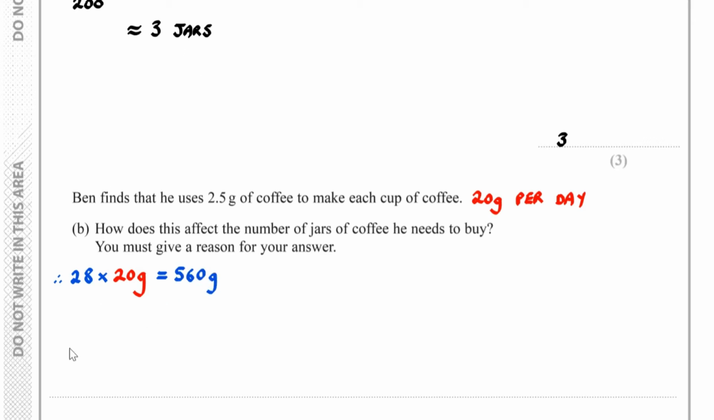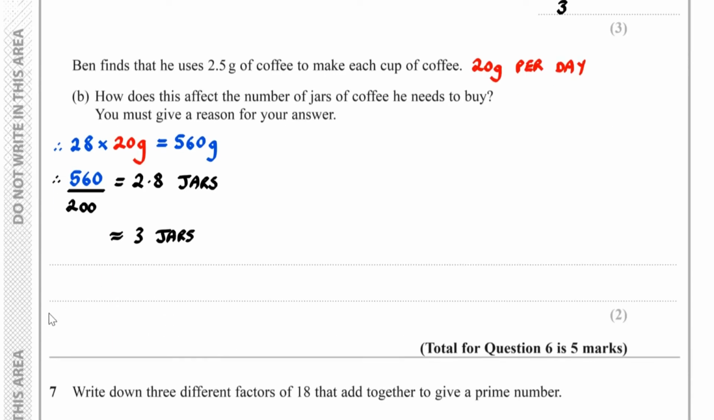And therefore, if we do the calculation, 560 divided by 200, we get 2.8 jars. In other words, we need 3 jars, which is the same as what we got before. So what can we say about this? Well, there would be no effect, because we still require 3 jars.